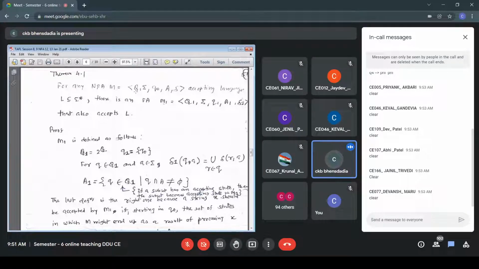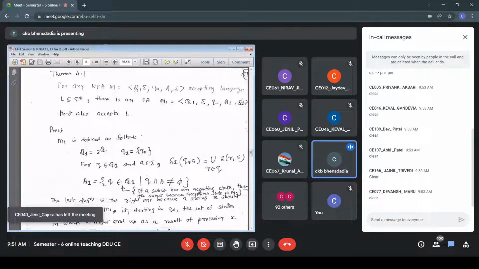Let's see what is stated. For any NFA M equal to Q, sigma, Q0, A, delta accepting language L, those are the tuples, the accepted regular language is L. The claim is there is an FA M1 having parameters Q1, sigma, small q1, A1, delta 1 that also accepts L. So you can convert any NFA to FA. That is the claim, and that claim becomes truth if we prove this.